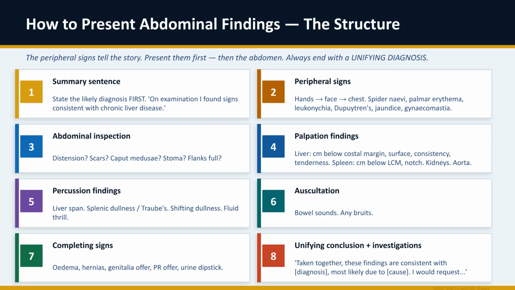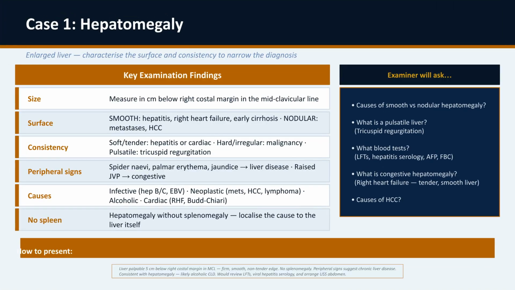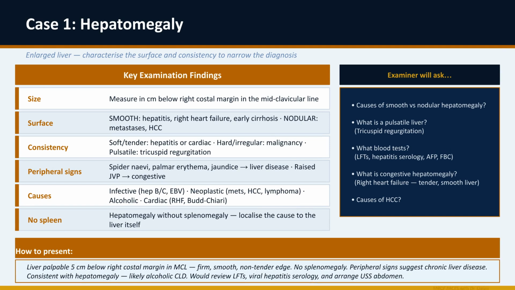Practice that until it flows naturally. Summary first. Peripheral signs, abdomen. Conclusion. Investigations. Case 1: Hepatomegaly. An enlarged liver, palpable below the right costal margin in the midclavicular line. The normal liver span is 12 to 15 centimeters. Above 15 centimeters is hepatomegaly.